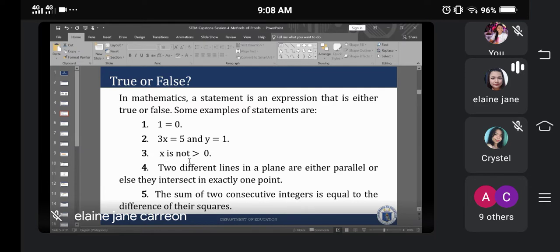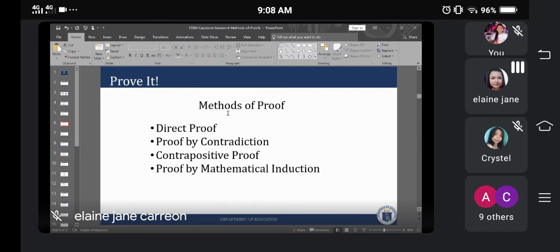X is not greater than 0. It may be true or false. Two different lines in a plane are either parallel or else they intersect in exactly one point. Next, the sum of two consecutive integers is equal to the difference of their squares. So these statements may be true or false, depending on the value of the variable. Okay? So we are going to prove using these various methods.